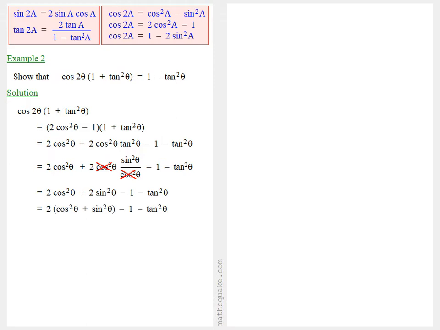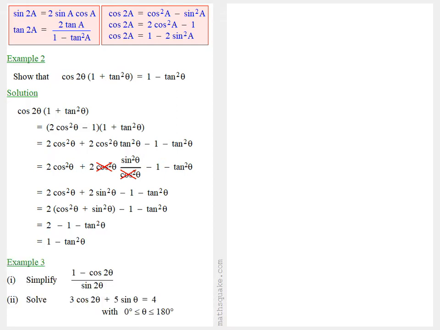But we could factorise the first two terms as 2 into cos squared theta plus sine squared theta, and then we've got minus 1 minus tan squared theta. Now cos squared theta plus sine squared theta is equal to 1, and so that leaves us with 2 minus 1 minus tan squared theta, which is 1 minus tan squared theta, which is the result that we want.